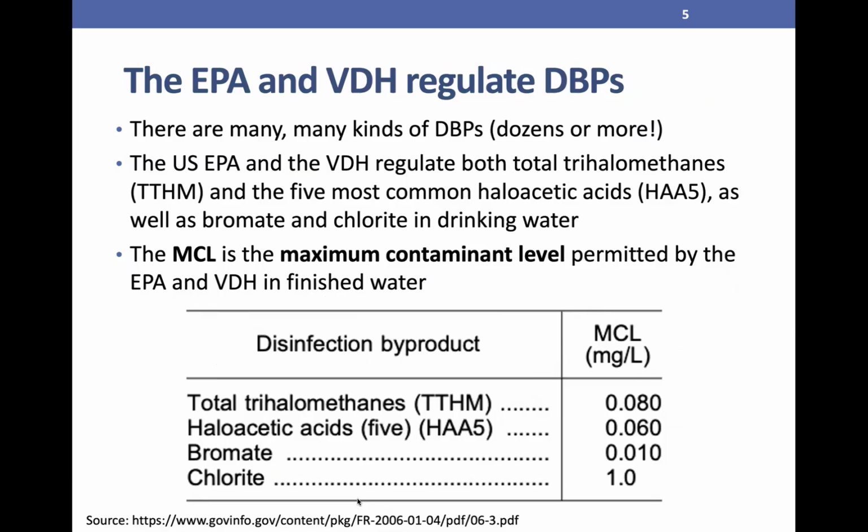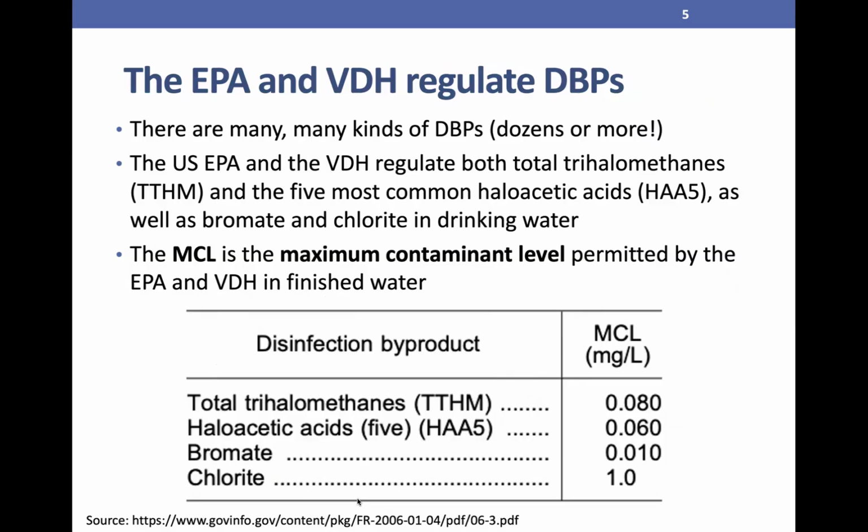Because of the risks they pose to human health, the United States Environmental Protection Agency, or EPA, as well as the Virginia Department of Health, or VDH, regulate DBPs in drinking water. However, because there are many types of DBPs, dozens or more, it is difficult to regulate all of them.